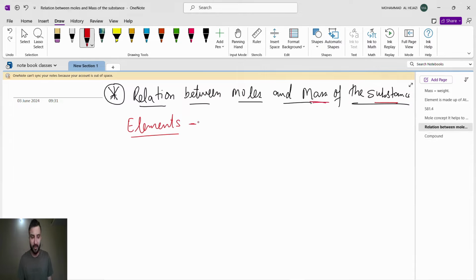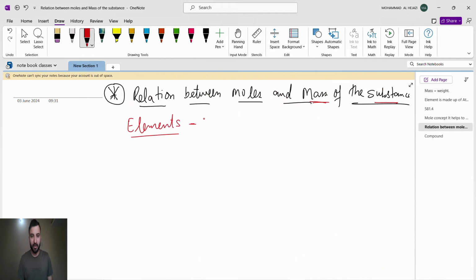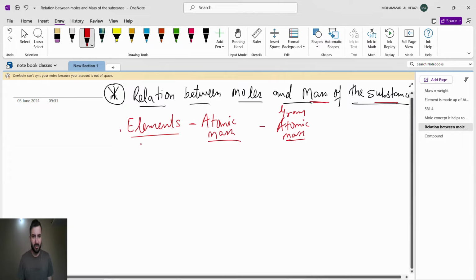So guys, see, element is made up of what? Element is made up of atoms, so we will say it atomic mass. So for element we will say atomic mass. For element what we will say? Element we will say atomic mass. And yes, the atomic mass is written in grams, so it's a gram atomic mass.